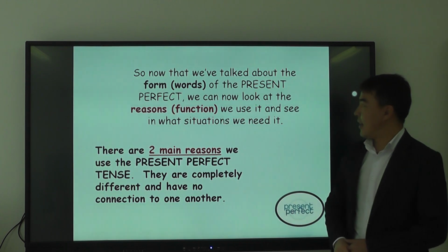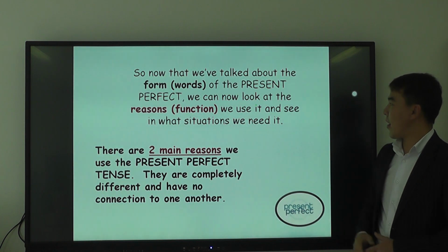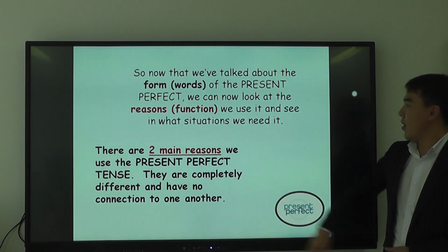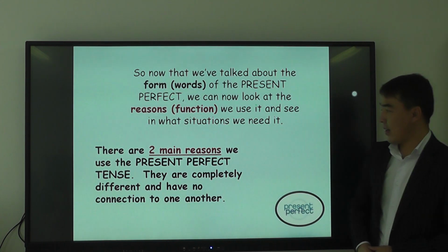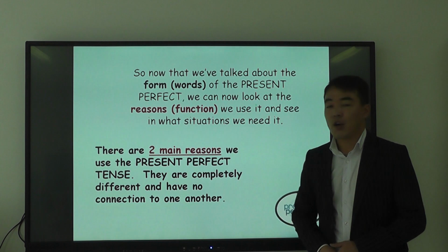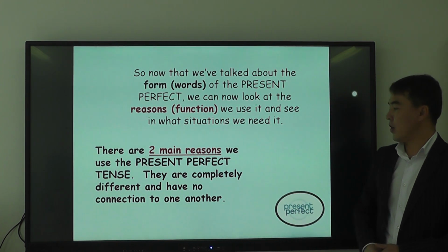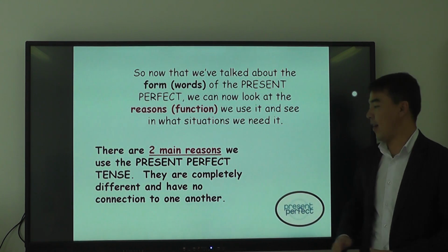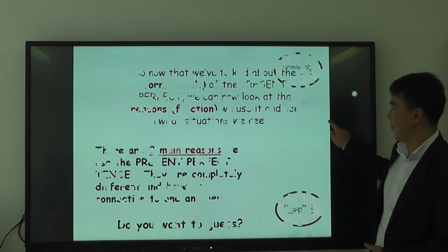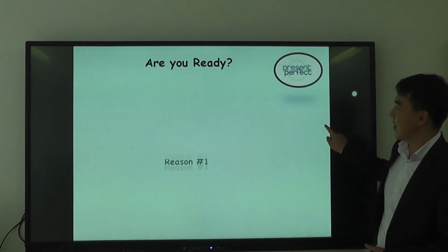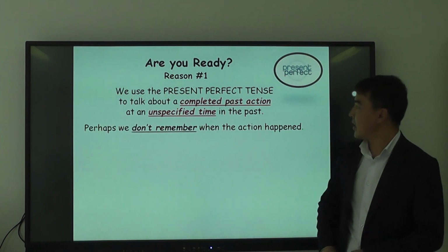So, now that we've talked about the form of the present perfect, we can now look at the reason, the function. We use it and see in what situations we need it. There are two main reasons we use the present perfect tense. They are completely different and they have no connection to one another. For example, do you want to guess? Okay, now students, are you ready?